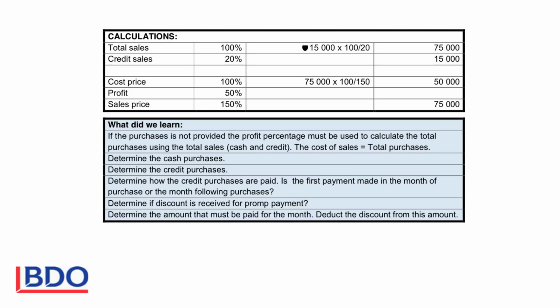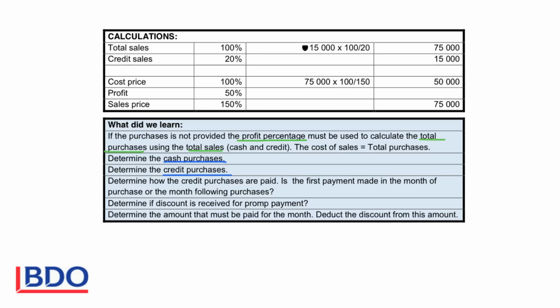What did we learn today? If the purchase is not provided, the profit percentage must be used to calculate the total purchases. So it means you have to use your total sales times the profit percentage to determine your total purchases. Then you will take this total purchases to determine how much of the total purchases is cash purchases and how much is credit purchases. And then you determine how will you pay for the credit purchases.